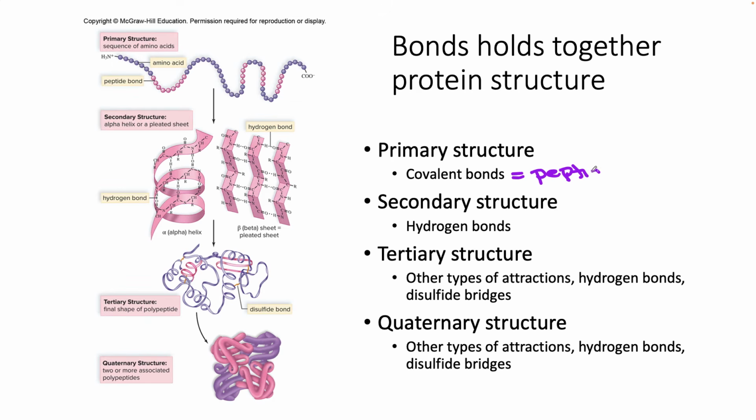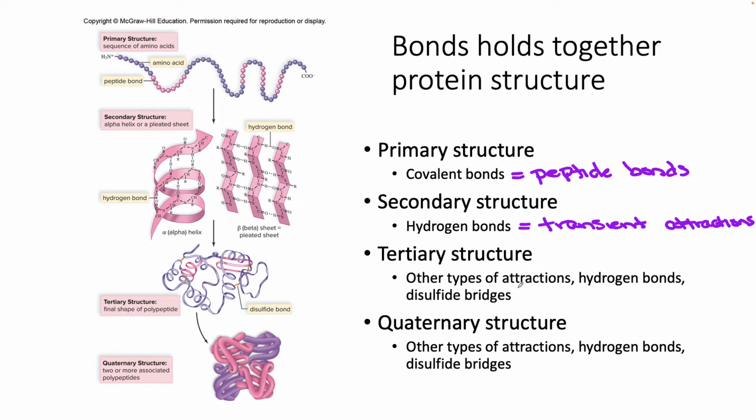In proteins, we call these peptide bonds. And remember, these are pretty strong bonds. Secondary structure is held together by hydrogen bonds. And remember, we talked about these as transient attractions. So they can be pretty easily pulled apart or broken.